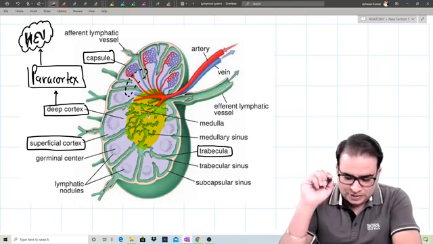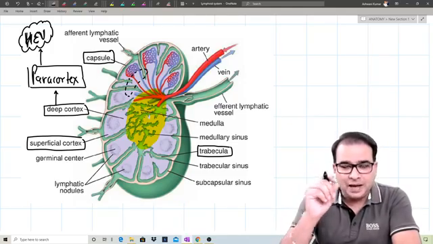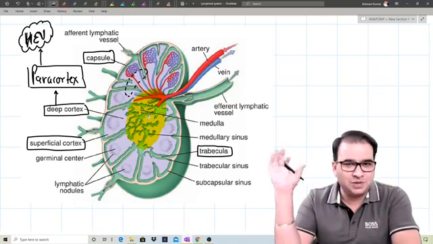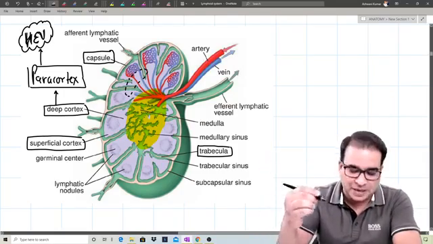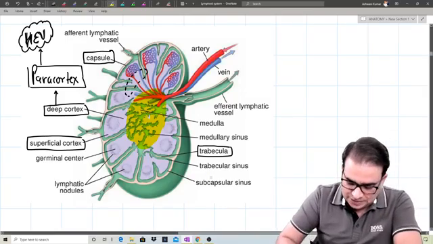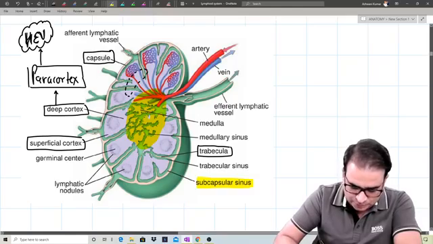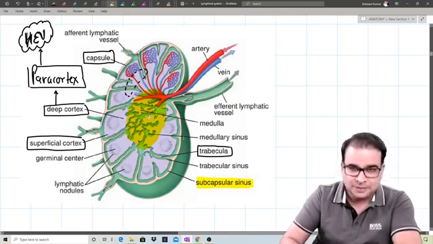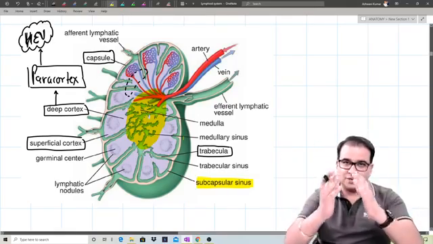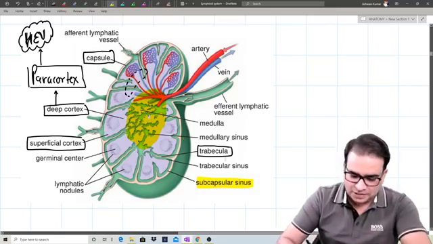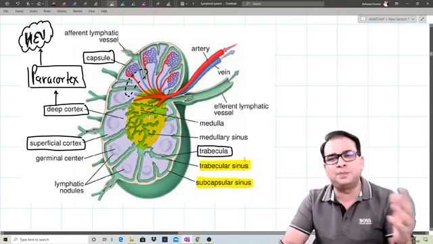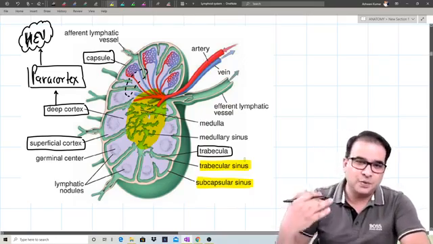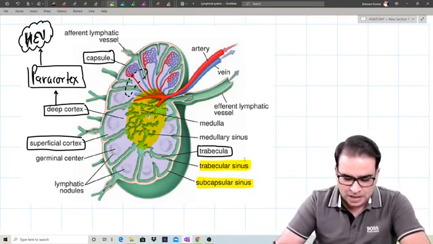The important thing to note is that deep to the capsule and deep to the trabeculae, can you see that space which is colored green? That space is called the subcapsular or subtrabecular sinus. This one I'm highlighting here for you is the subcapsular sinus, the space deep to the capsule. And the same sinus runs along with the trabeculae. That is called the subtrabecular sinus, or paratrabecular sinus, or simply trabecular sinus. They run with the septations here.